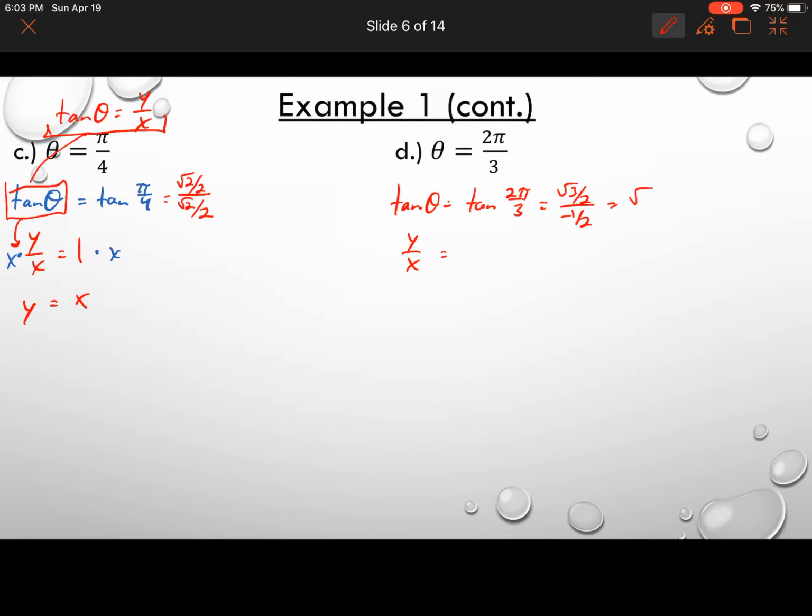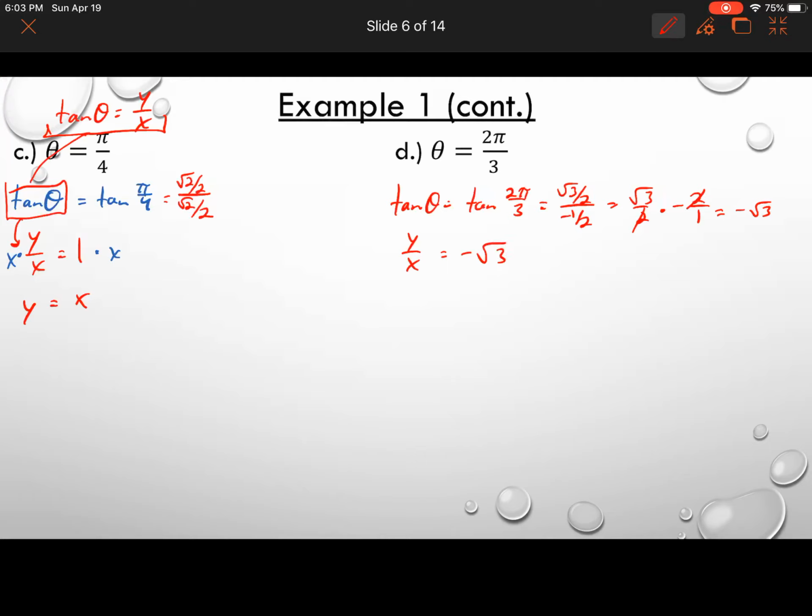Remember, when you divide by a fraction, that is equivalent to multiplying by the reciprocal of the denominator. So since our denominator is 1/2, the reciprocal is 2 over 1. These 2's cancel out. The negative stays there, so we're just left with negative radical 3 over 1, so just negative radical 3. So the other side is just negative radical 3.